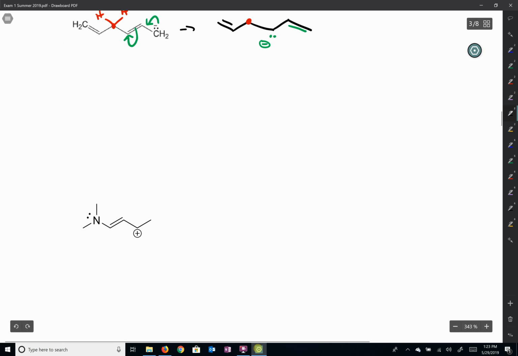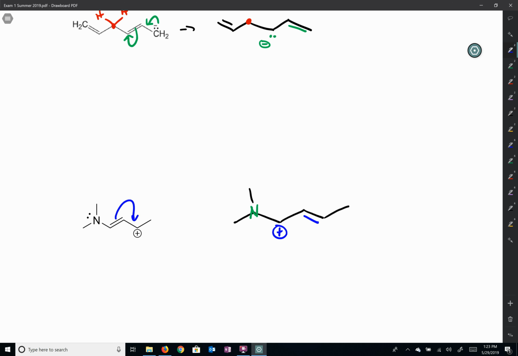Here we've got another one. Let's start out by doing, we'll use blue. All right. So we've got our buddy nitrogen right here. We made a bond in blue right there and moved our positive charge there. Good.